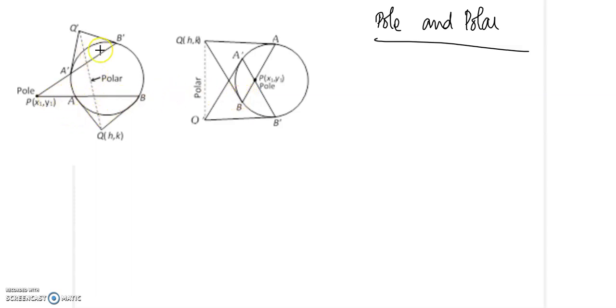അപ്പോൾ ആദ്യത്തെ ഫിഗറിൽ you are shown a circle, അതായത് ഏതെങ്കിലും ഒരു കോണിക് കൺസിഡർ ചെയ്യുക. So consider a conic. So for convenience I have taken a circle. Now we have a point P of x1 y1 which is not lying on the conic.